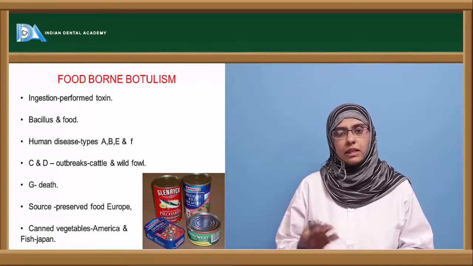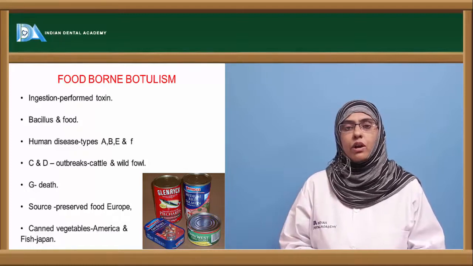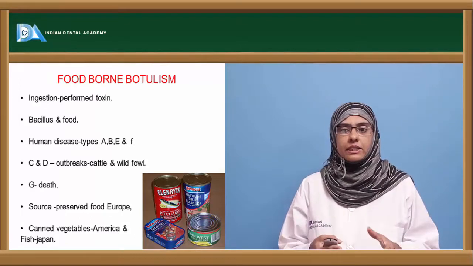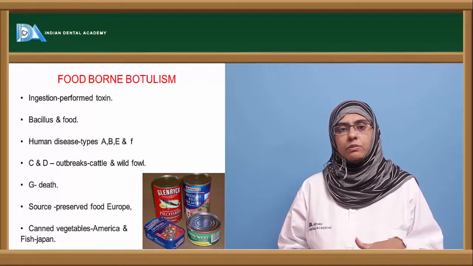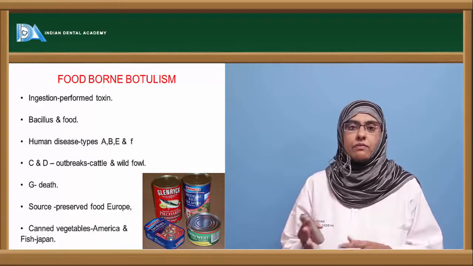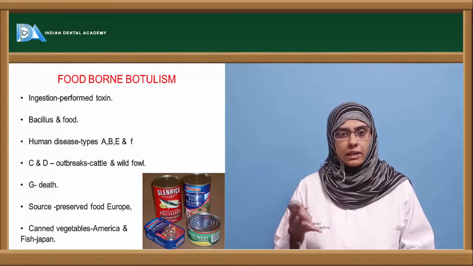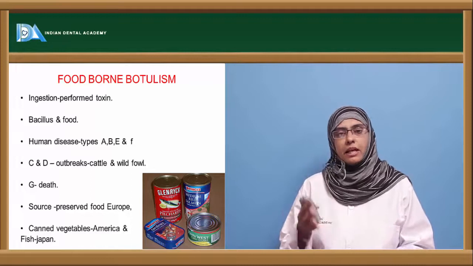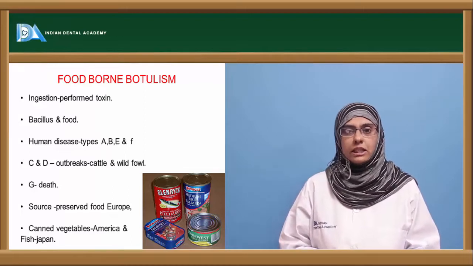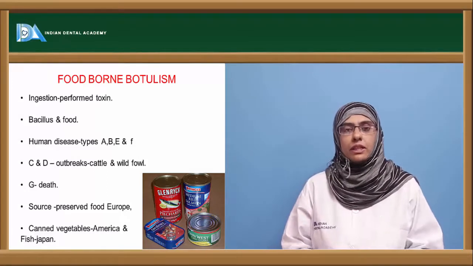Coming to foodborne botulism, the name itself indicates that if the toxin has contaminated the food and the food is consumed, then it can lead to foodborne botulism. So ingestion of the preformed toxin that is already present in the food can lead to foodborne botulism. The type of bacillus and the type of food vary in different regions. Mostly the human diseases are caused by 4 types of organism, that is type A, type B, type E, and rarely by type F. C and D usually cause outbreaks of these diseases in cattle and wildfowl, and type G, when it causes the infection, can ultimately lead to sudden death of the person.